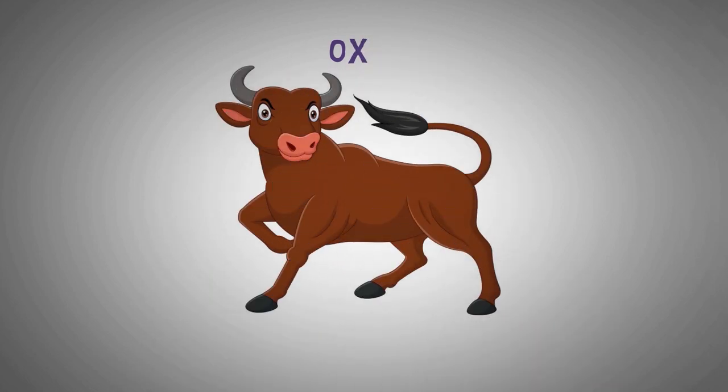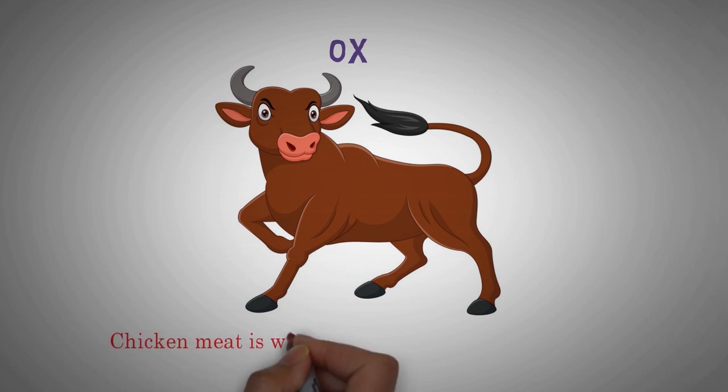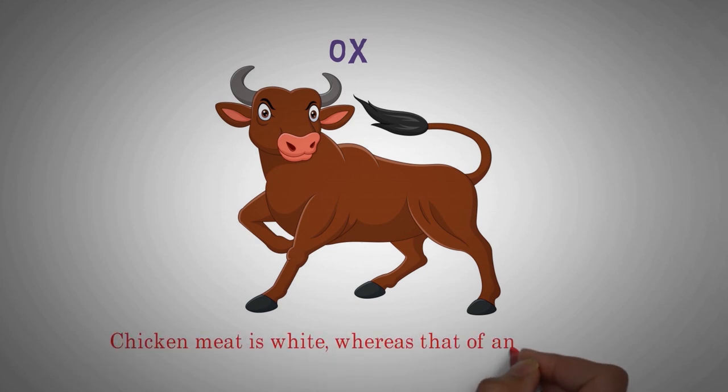Fox. Chicken meat is white, whereas that of an ox is red.